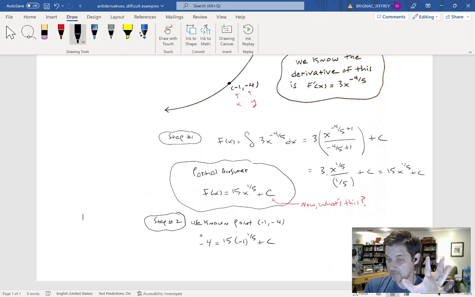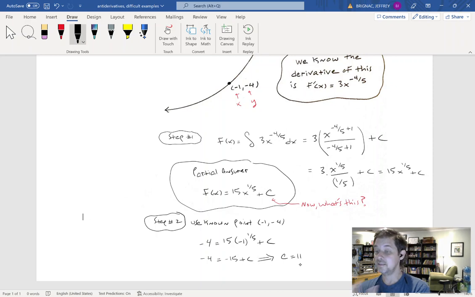So let's do calculations. We'll figure out what that number is. I just get -4. And if I calculate -1 to the 1/5 power, that is also -1. So I get -15 plus C. And then if I solve for C, say I add 15 to both sides, then I'll get 11. Okay, so C is equal to 11. So then I've got my full answer. The function, the curve, is 15x to the 1/5 power plus 11.